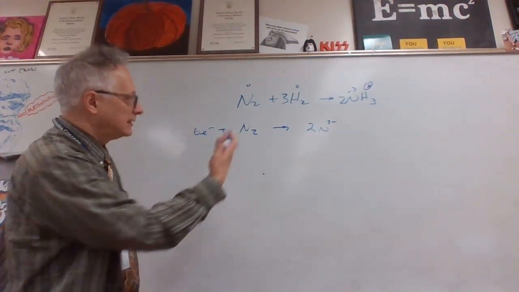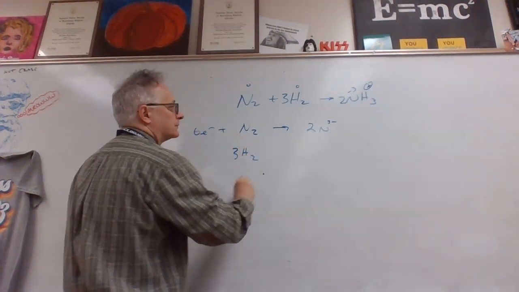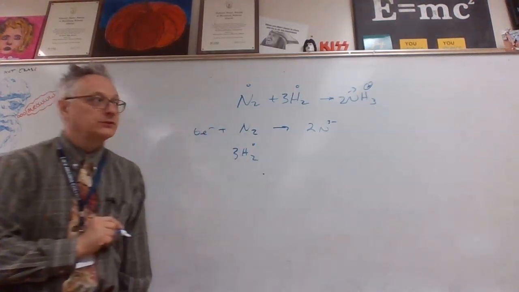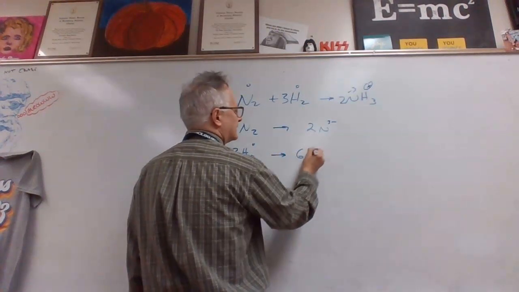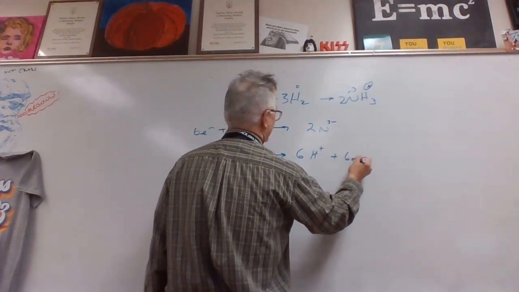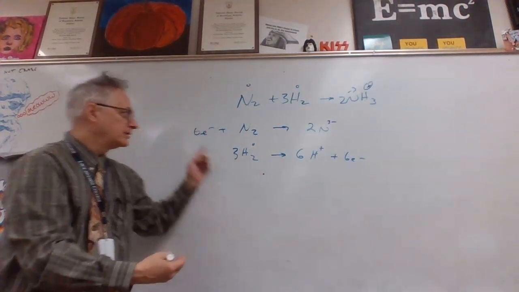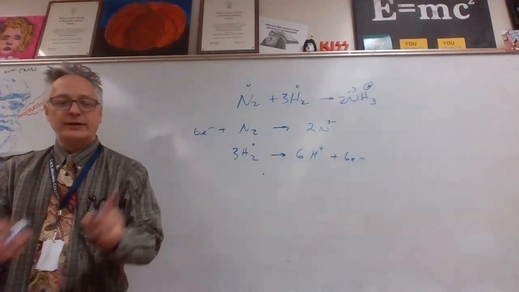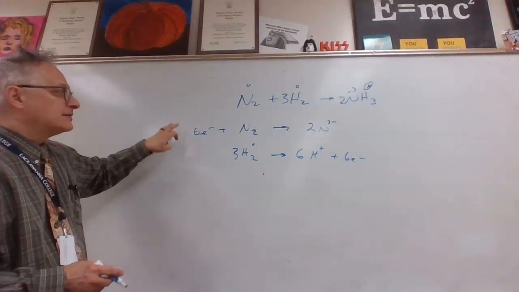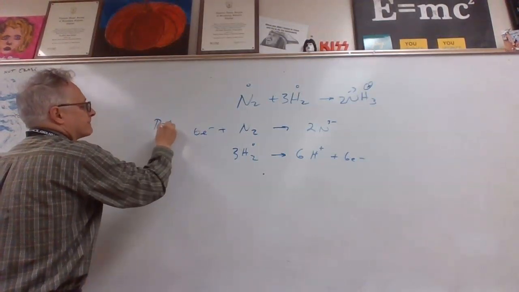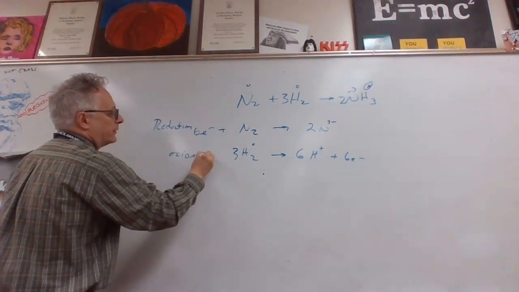It's gaining electrons. Let's look at hydrogen. I've got 3H2, and that's 0. So I have a total of 6 hydrogens. So over here, I'm going to have 6 H pluses plus 6 electrons. And this then is being oxidized, losing electrons. Now, I'm going to give you some vocabulary, and then we're going to shoot into looking at some problems. This is a reduction reaction. This is an oxidation reaction.